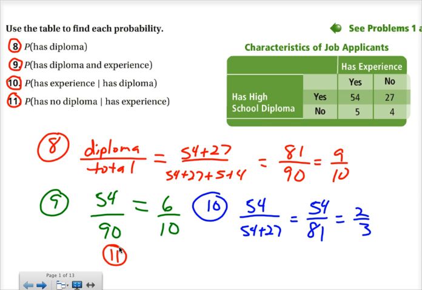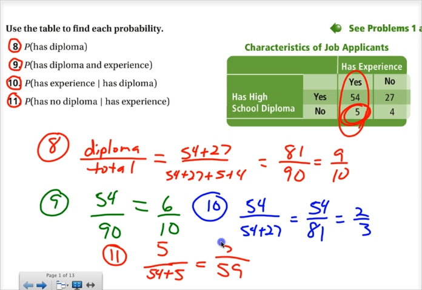Number 11 is also a problem that involves a given. So in number 11, it says we want the probability that they don't have a diploma, has no diploma, given that they have experience. So I'm going to go to the column of the people that have experience, and that's where I get my total. So that is 54 plus 5, because that's my given, and that's going to be 59. And then, as I just look at that column, I want the people that do not have a diploma. So I cross-reference that and see that it's these 5 people that do not have a diploma. And so my fraction for that one ends up being 5 out of 59.